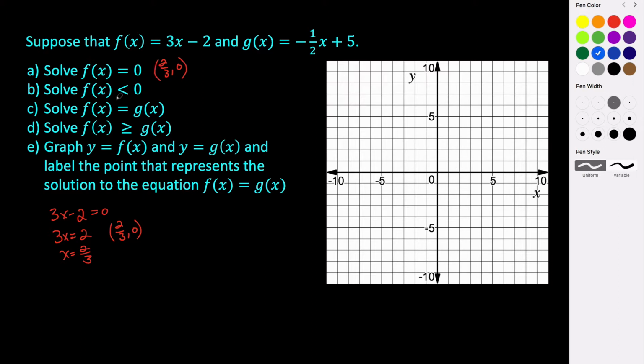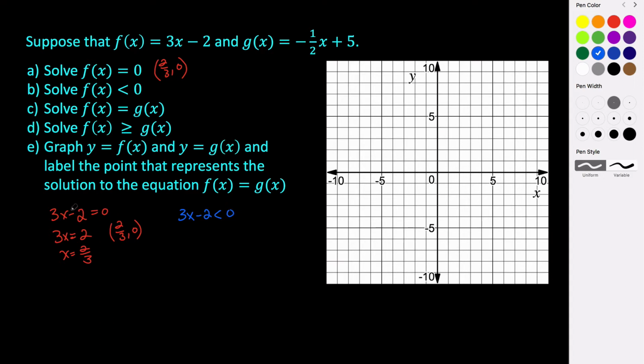For the next part, we're trying to figure out where is our function f of x negative. Where is it less than 0? We'll take a look at what this means graphically in just a minute. But to solve this algebraically, what would we do? Essentially, we would just solve the inequality 3x minus 2 is less than 0.